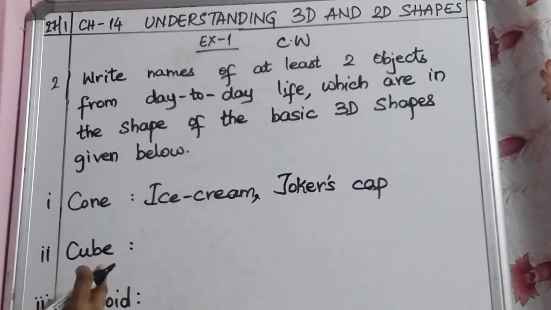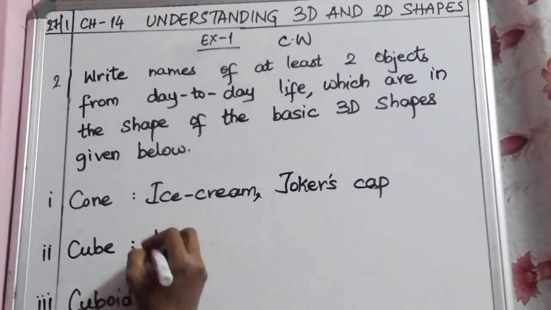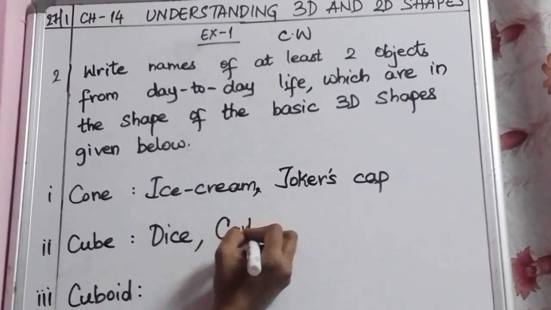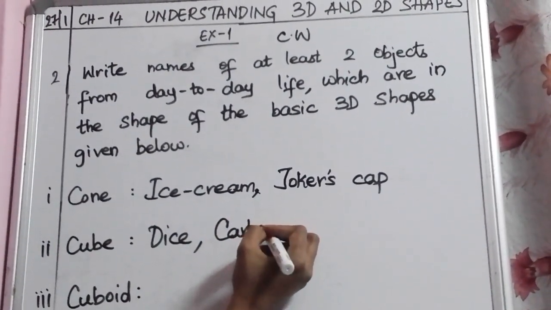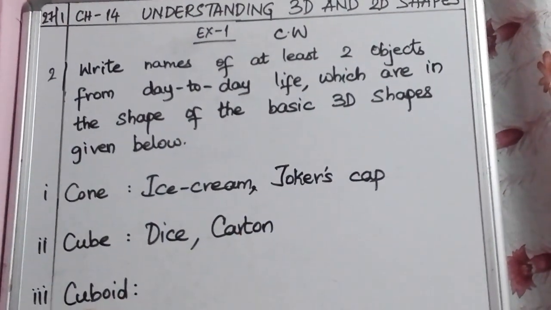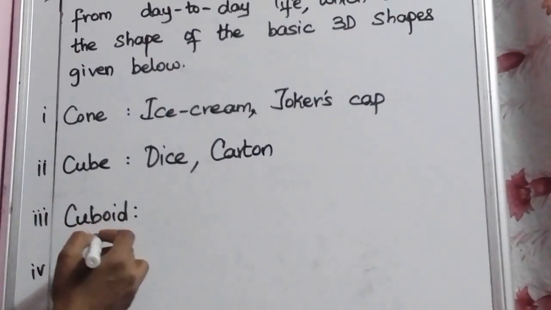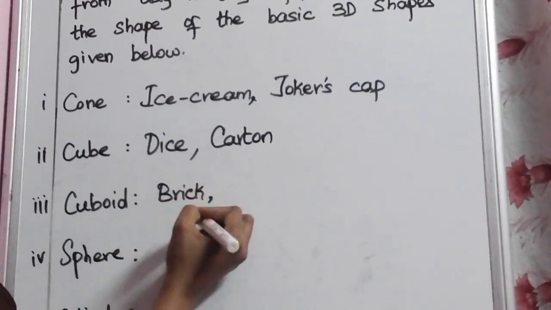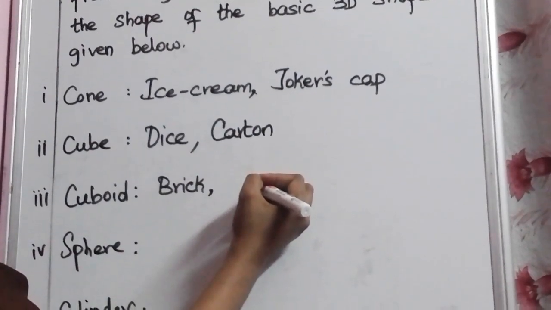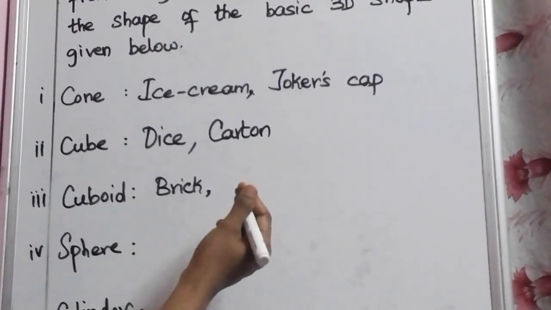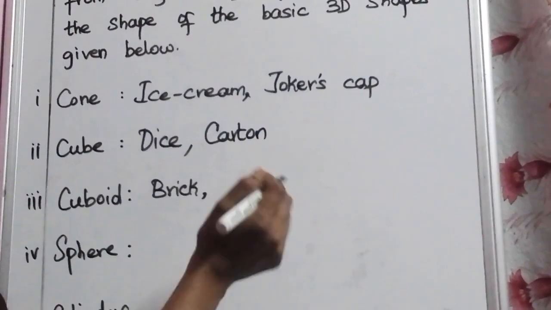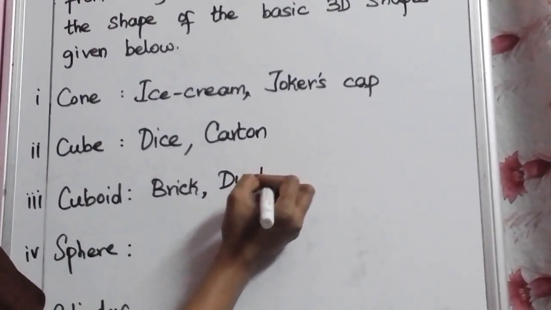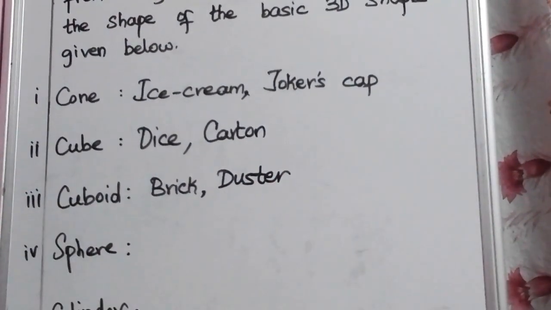Cube. You know that dice is a cube, and then carton is a cube. Cuboid, where can you see this cuboid? A brick is a cuboid. Then pencil box, what you are using nowadays, compass box, whatever boxes you are using, you can write that. Or you can write duster.